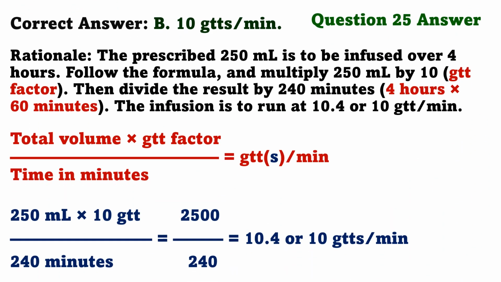The correct answer is B. 10 drops per minute. Rationale: the prescribed 250 milliliters is to be infused over 4 hours. Follow the formula and multiply 250 milliliters by 10. Then divide the result by 240 minutes. The infusion is to run at 10.4, or 10 drops per minute.